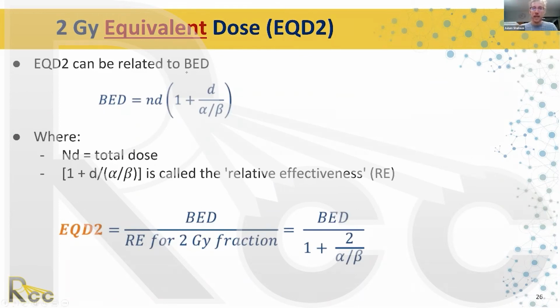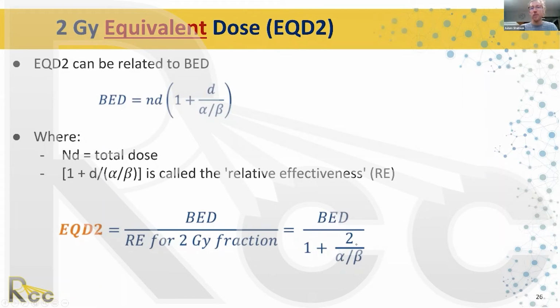So you remember our BED equation right here, where ND is total dose, number of fractions times dose per fraction, total dose. And this 1 plus dose per fraction over alpha beta is called the relative effectiveness. So EQD2, equivalent dose in 2 gray, equals BED divided by this term. And so that becomes BED divided by 1 plus 2 over alpha beta. So this 2 is your dose per fraction.